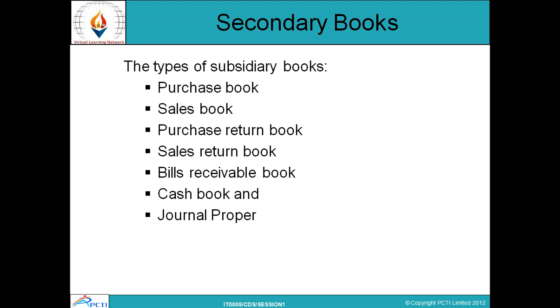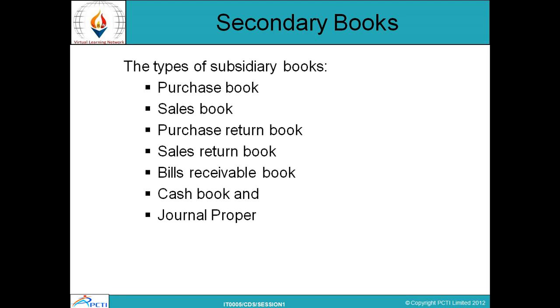prepared. Right? So originally, there is only one book which is maintained, that is called the general journal. However, if the business is diversified and multi-transactional, you have to maintain subsidiary books for this, and those subsidiary books are known as purchase book, sales book, purchase return book, sales return book, bills receivable book, cash book, and general proper. We'll understand each book in detail.